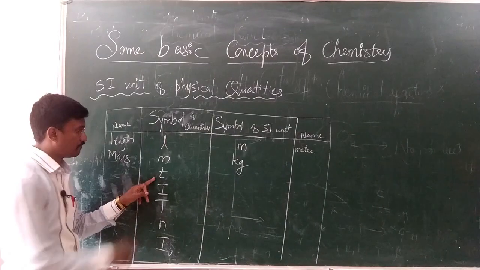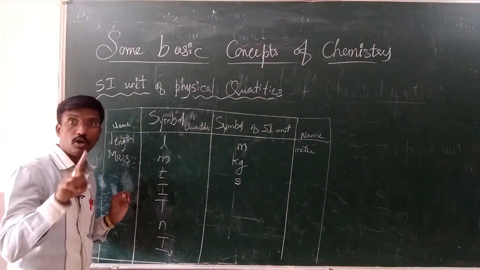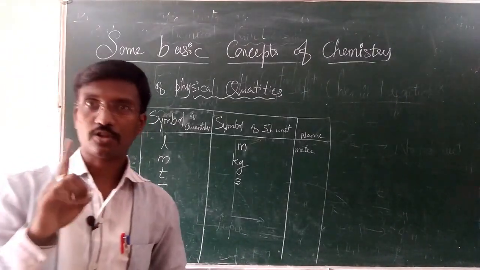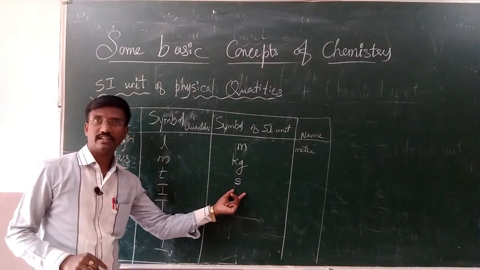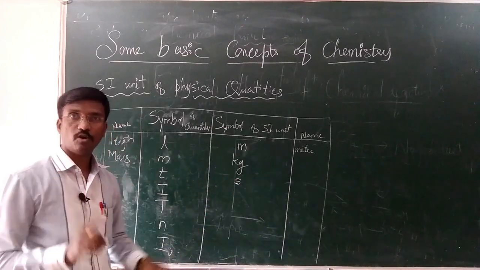Similarly, T is time. The SI unit of time is second. You are not supposed to write sec. Never. It is a wrong expression. Most of you in high school write sec. For time, you have to write the SI unit second, only in small letters.